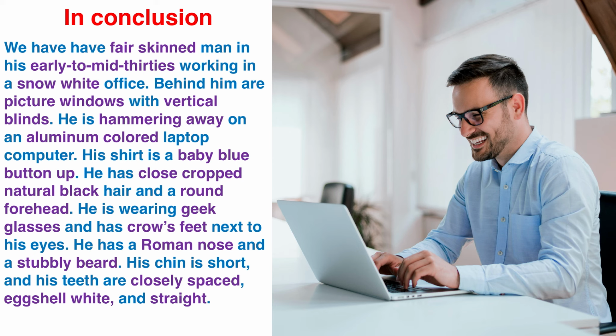He has close-cropped natural black hair and a round forehead. He is wearing geek glasses and has crow's feet next to his eyes. He has a Roman nose and a stubbly beard. His chin is short and his teeth are closely spaced, eggshell white, and straight.